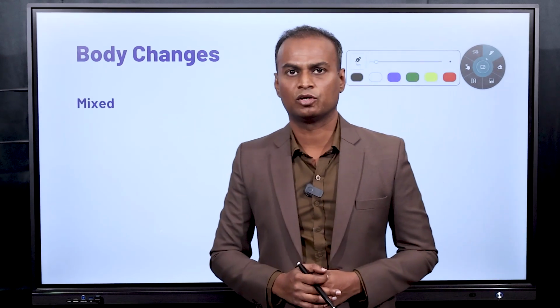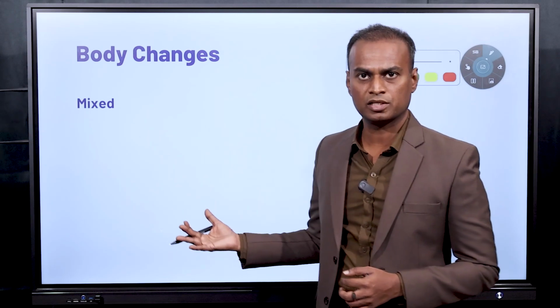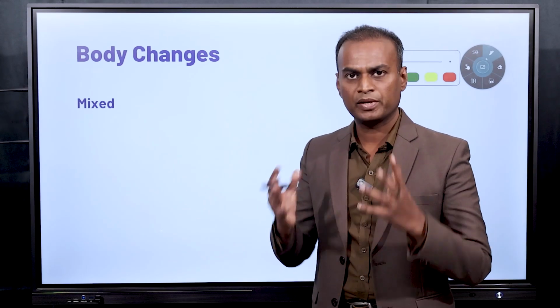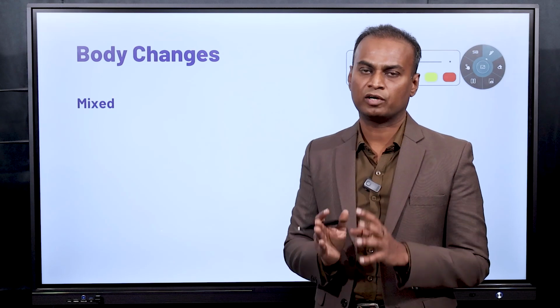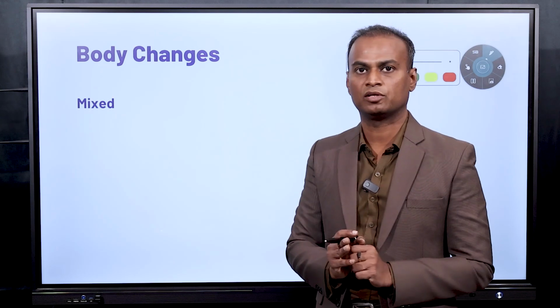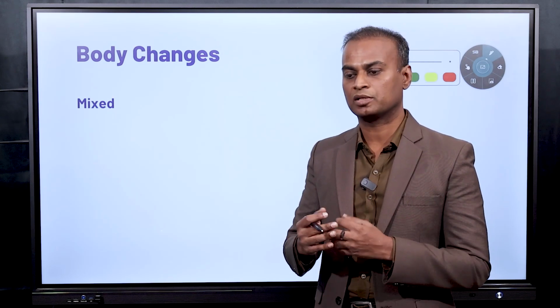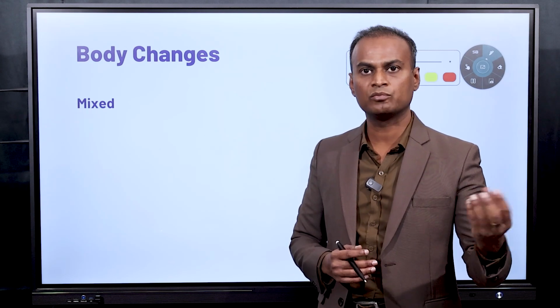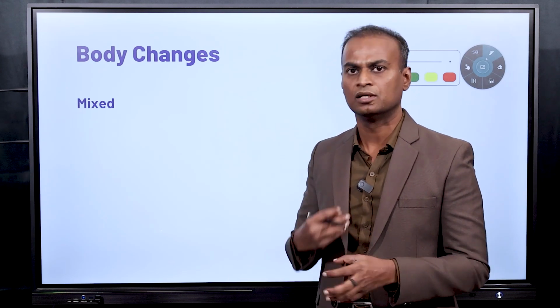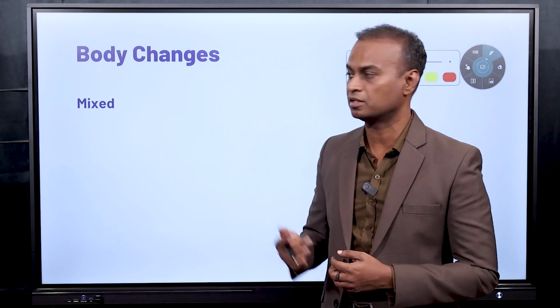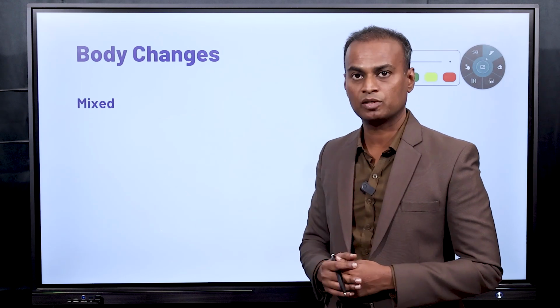Next one is mixed cerebral palsy. We have seen three types of cerebral palsies, right? But in a patient, it will not be separate. One patient cannot have only one type of cerebral palsy. It will be a mixture. Sometimes symptoms of one variety can be more, symptoms of another variety can be less, but it is always a mixture. That's the reason we call it mixed cerebral palsy.